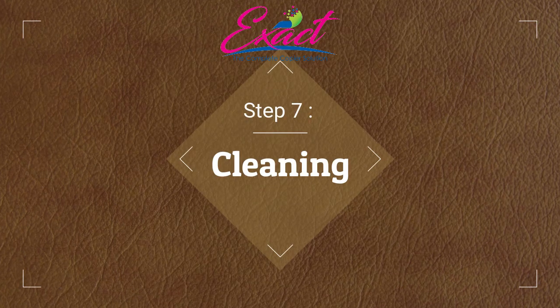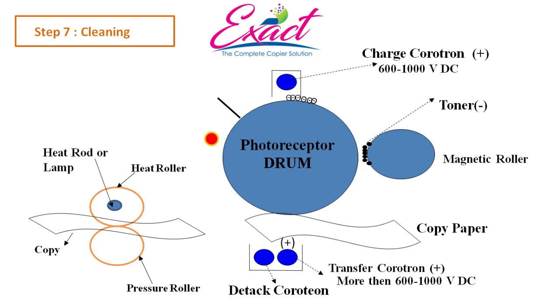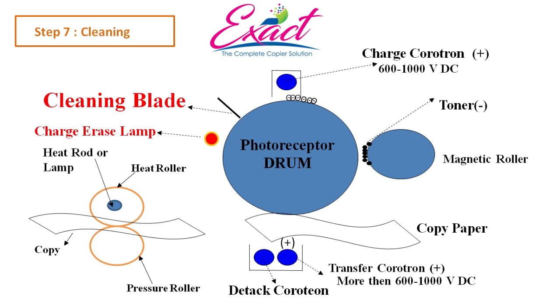Step 7. Cleaning. After the transfer function, some charge and toner remain on the photoreceptor, which are called residual toner and residual charge. Before a new cycle starts, the photoreceptor is to be discharged totally and the residual toner is to be removed completely so that we do not get the previous copy impression on the second copy. With the help of a cleaning blade or cleaning roller, residual toner is cleaned, and with the help of a pre-clean corotron or pre-charge erase lamp, residual charge is neutralized. This is called the cleaning function.